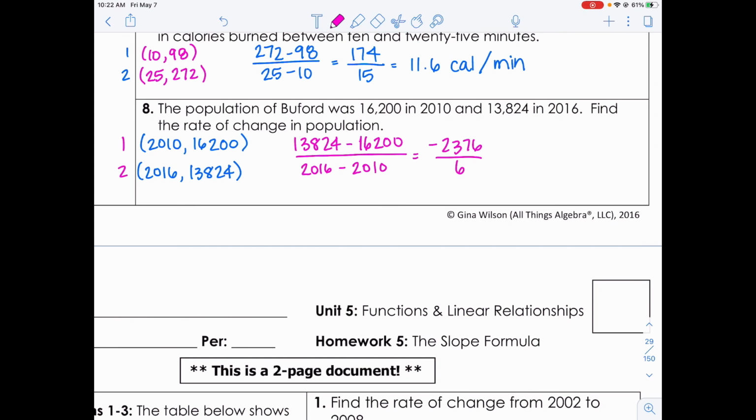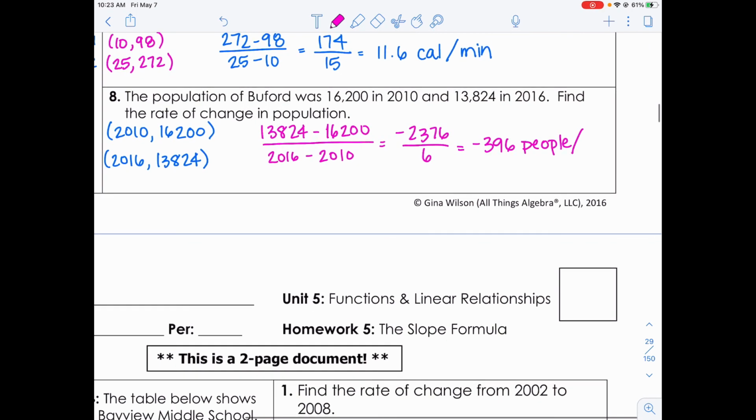Now I'm going to divide them. I get a negative 396. Last but not least, it needs a label. So this is a negative 396. Because we're talking about population, that would be people. And then our X value for labeling is years. So this town is losing approximately 396 people per year.